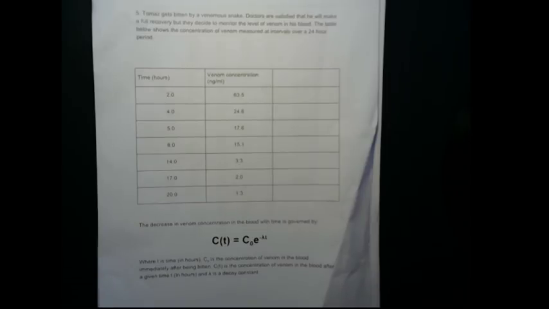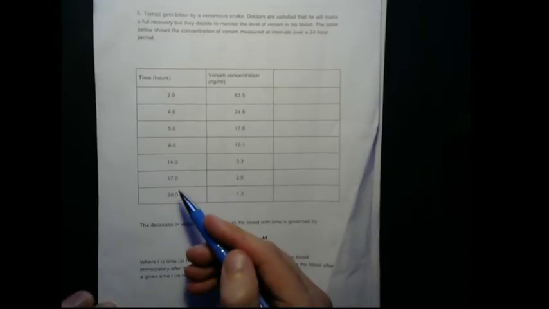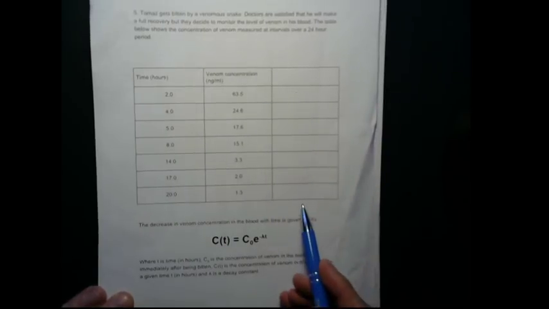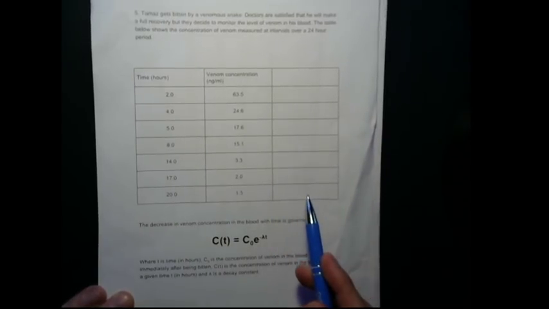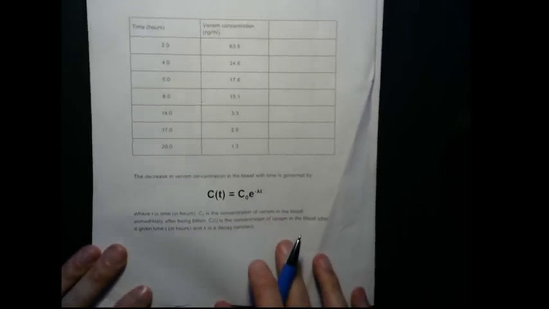Okay, Thomas gets bitten by a venomous snake. Doctors are satisfied that he will make a full recovery, but they decide to monitor the level of venom in his blood. The table below shows the concentration of venom measured at intervals over a 24-hour period. So here's the data. You'll notice I've got an extra column. Oh, I wonder why that's there. And here is my relationship. C(t) equals C naught e to the power minus lambda t. Okay, I hope that's clear.